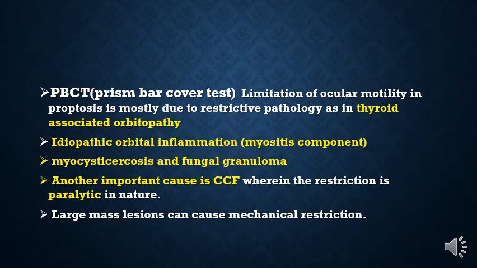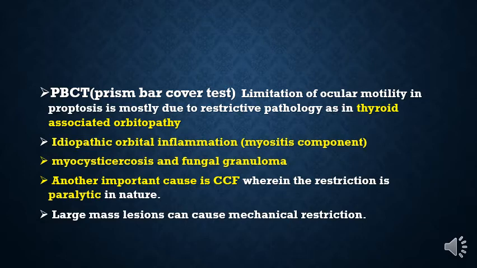PBCT, that is the prism bar cover test. This demonstrates the ocular motility. So in thyroid associated orbitopathy there is restrictive pathology involving the muscles which limits the ocular motility. This can be demonstrated by prism bar cover test. In thyroid orbitopathy, the sequence of involvement of muscles is inferior rectus, medial rectus, superior rectus and lateral rectus. In this order the muscles will be involved.